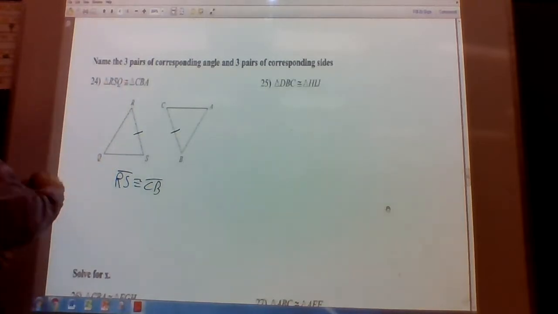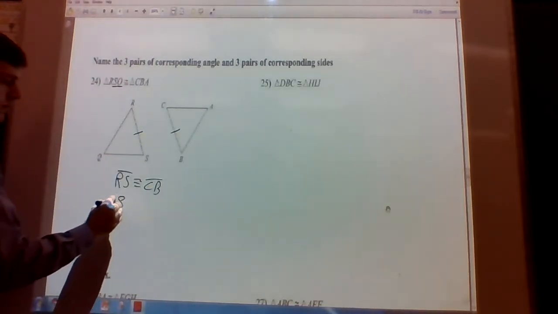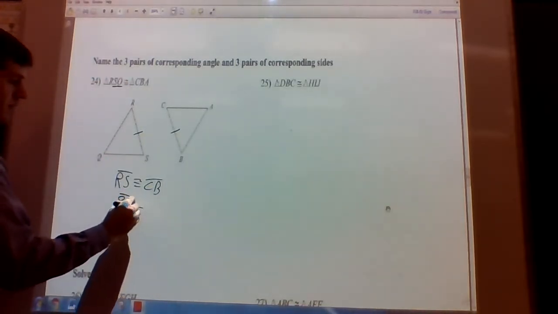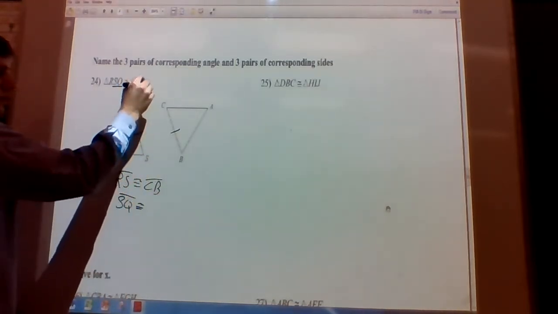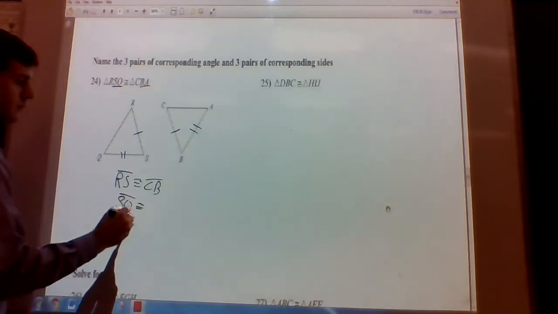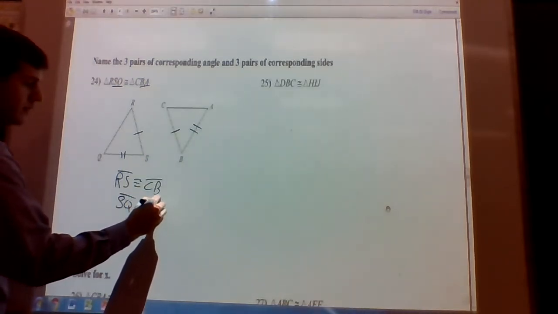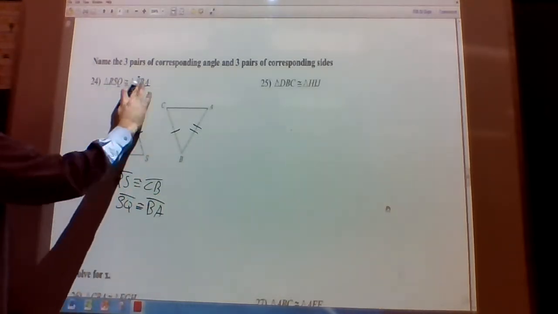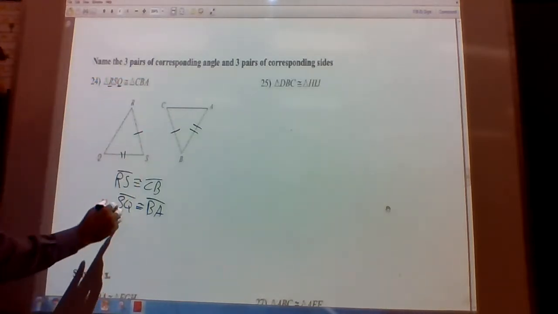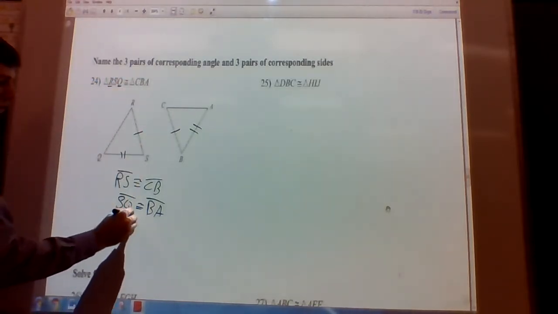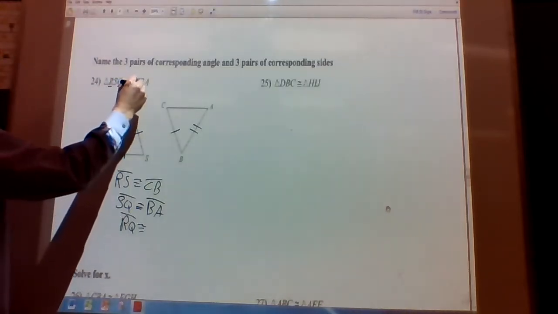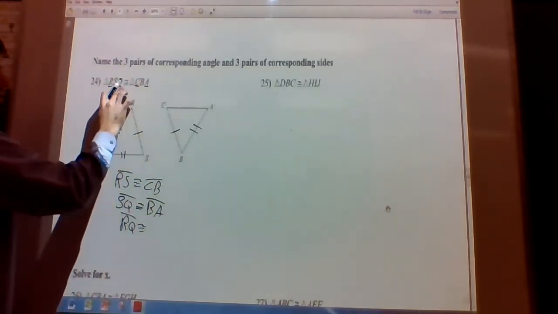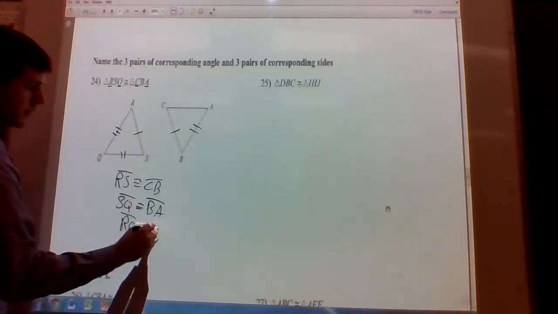The last 2 letters are S and Q. So we know SQ is congruent to BA. And then RQ is going to be congruent to CA.